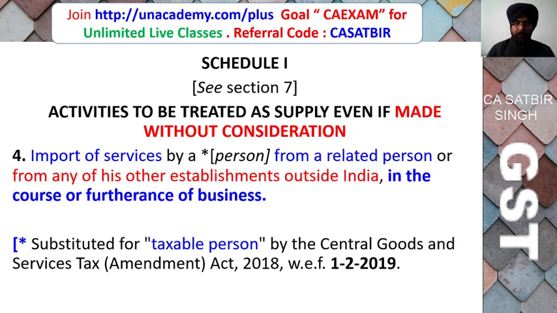Another service that is covered here is import of service by a person. So now the word "person" has been written, not "taxable person". Earlier the word "person" was to be read as taxable person before 1st February 2019, but now the government has amended this clause. So import of service by a person from a related person or from any of his other establishments outside India in the course or furtherance of business will also be termed as supply, even if no consideration is charged for that.